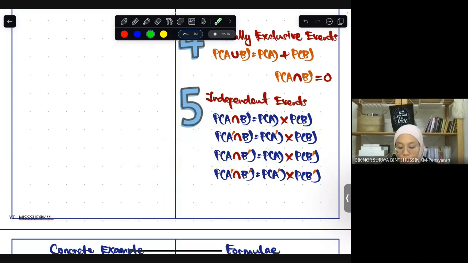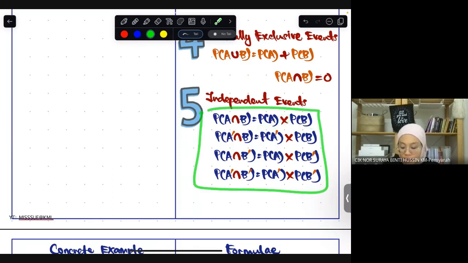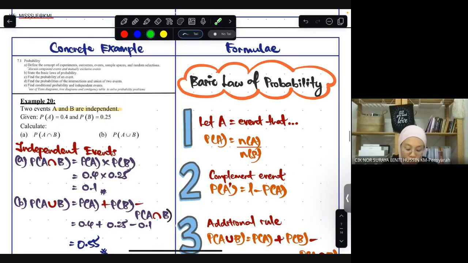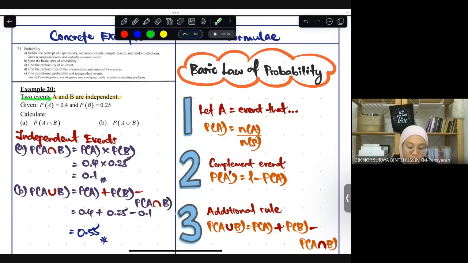Cara nak hafal adalah probability of A intersect B adalah bersamaan dengan probability of A darab probability of B. Begitu je, pattern dia semua sama. Kalau dia ada A prime, bermaksud probability of A prime darab. So independent sentiasa darab dengan probability seterusnya iaitu B. So pattern semua sama sahaja. So if you look here, kalau dia suruh cari, dia dah memang proven that A and B are independent. So you just use the formula and then you masukkan nilai probability of A darabkan dengan probability of B. Sebab dia dah memang kata independent, terus boleh pakai formula and terus dapat jawapan. And that is how it works lah.